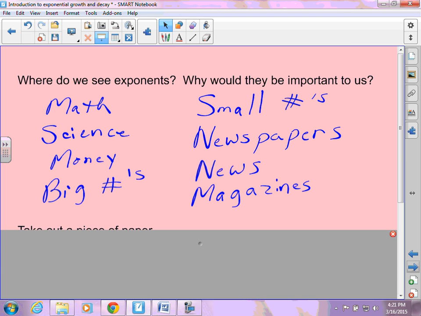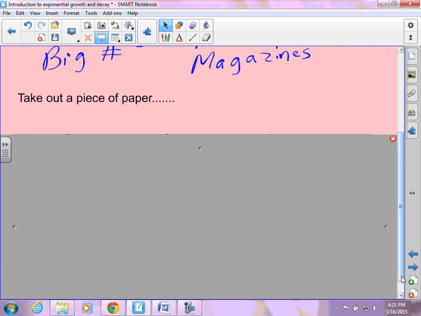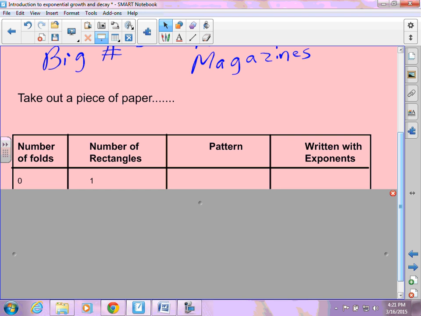All right, what I want you to do right now is take out a sheet of paper. I wouldn't have it in your notes. I'd have it like notebook paper. If I take a look at this, you're going to notice that there is one rectangle. How many folds do we have right now in our rectangle? We have 0 folds. Now, we're going to leave the pattern blank, and we're going to leave the exponents blank for right now.